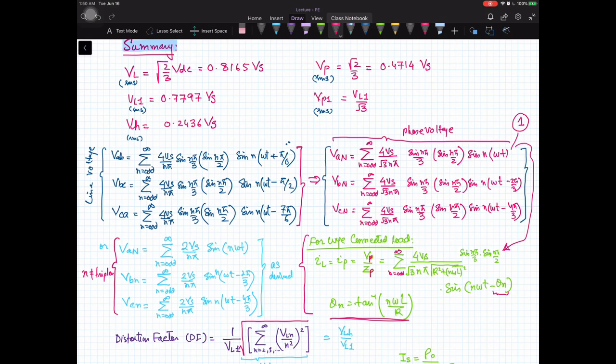So this video concludes with the detailed analysis of the three phase 180 degree conduction inverter with the Y connected load. And that's all.